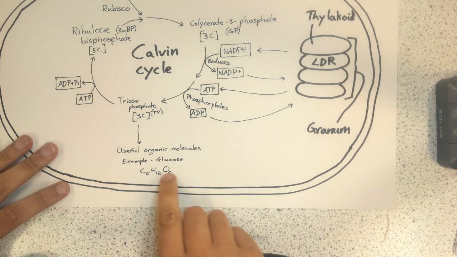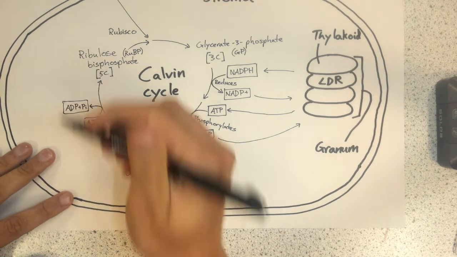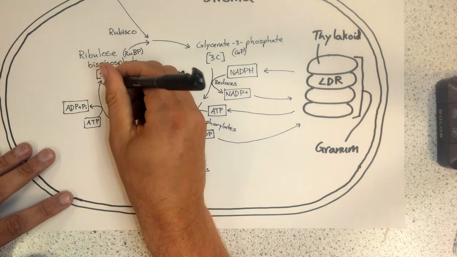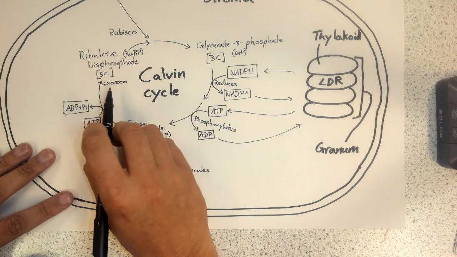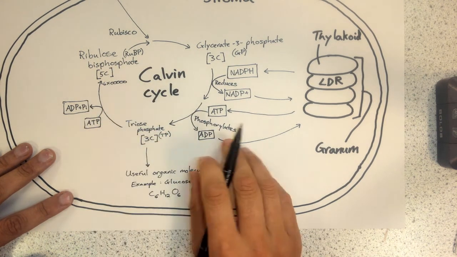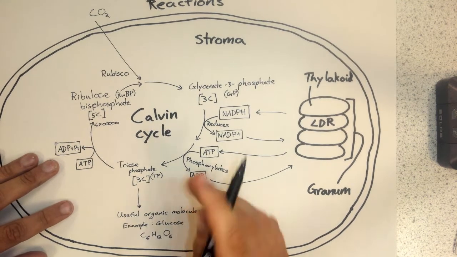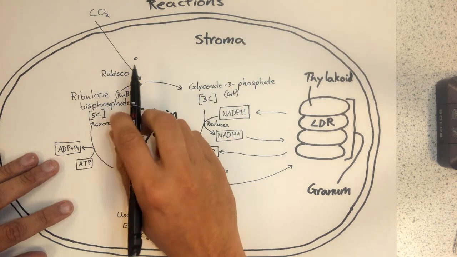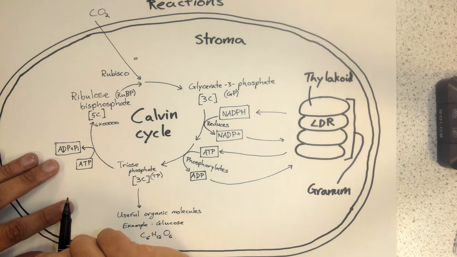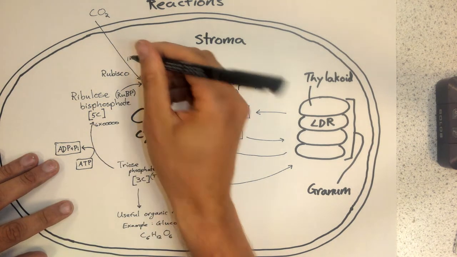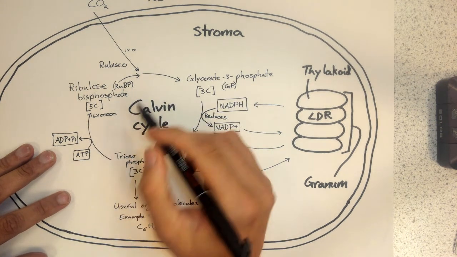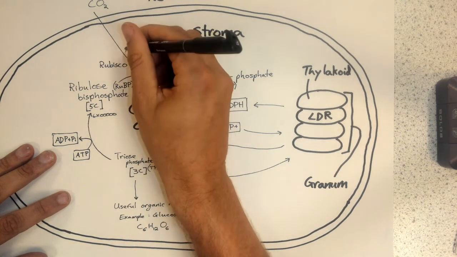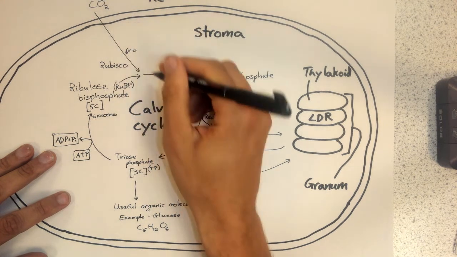Let's imagine that we had to make 1 molecule of glucose. We would actually start with 6 molecules of ribulose bisphosphate, which has 5 carbons that I'm representing with little rings here. Carbon dioxide has 1 carbon. I'll represent that with 1 little ring here. When those join together, they make a 6-carbon molecule, but these 6 will join to 6 carbon dioxide molecules.